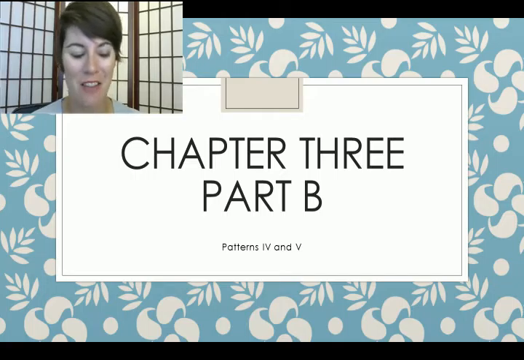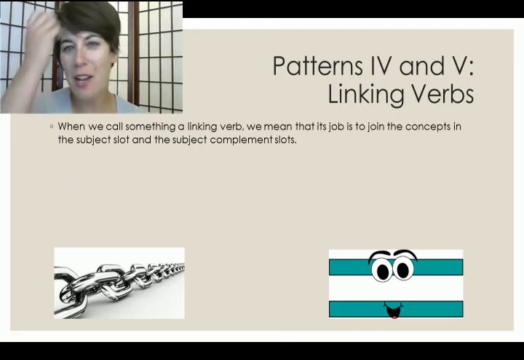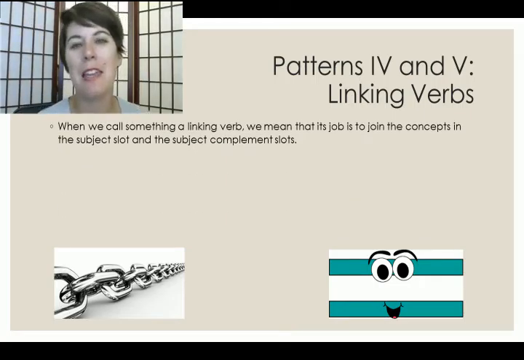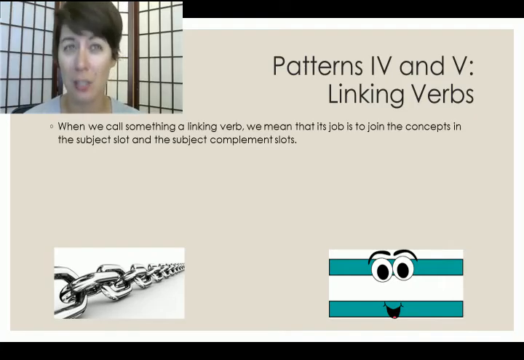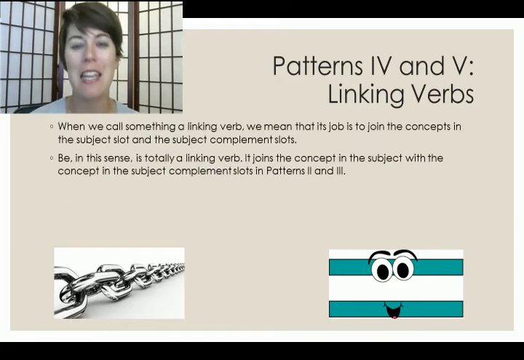So let's talk now about linking verbs and what makes them different. We call something a linking verb when its job, its task, is to join or link the concepts in the subject and subject complement slots. It links those concepts together. In this sense, be is totally a linking verb, right? It joins those concepts together. It's a linking verb. But since it's be, and be is special in English, we make it its own pattern.